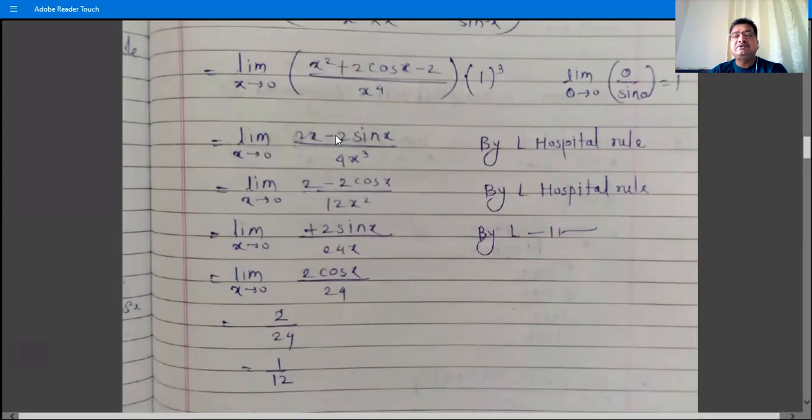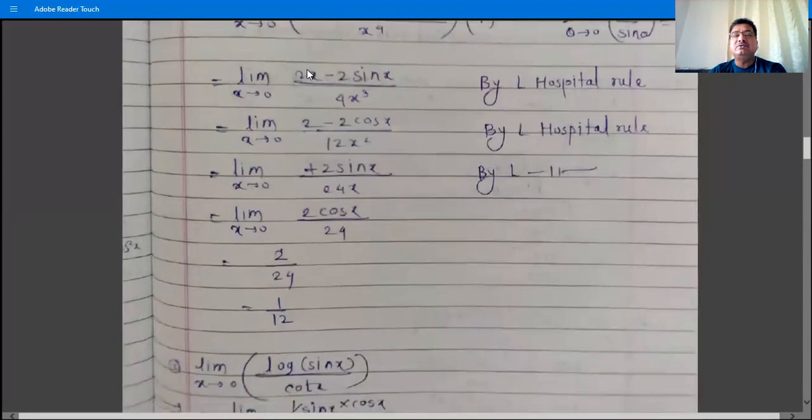The derivative of x square is 2x, and the derivative of 2 cos x is minus 2 sin x. The derivative of minus 2 is 0. The derivative of x raised to 4 is 4x cube, by L'Hospital rule. Okay. So again, if you substitute x as 0, then we have 2 into 0 is 0, sin 0 is 0. So the numerator is 0, and 0 cube is 0.